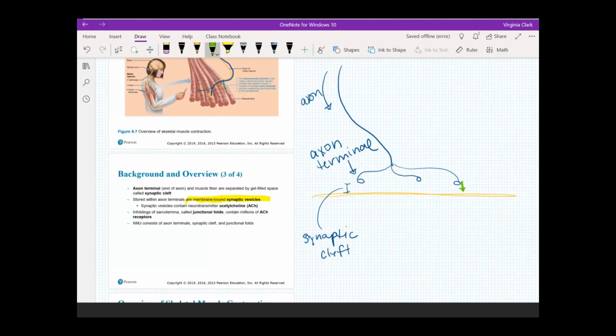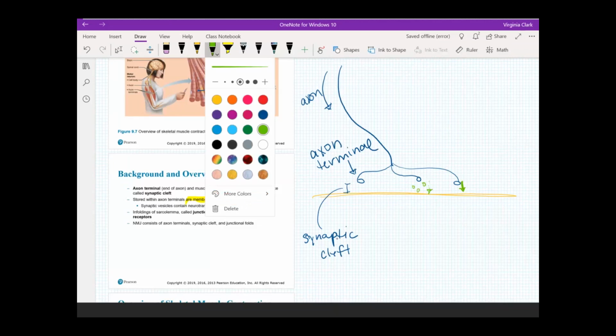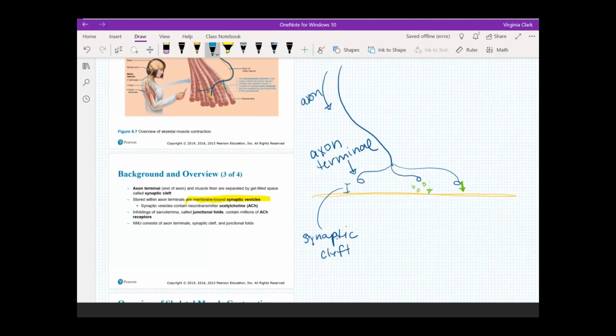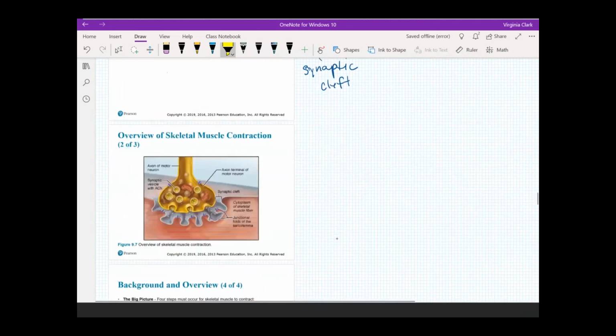That will release tiny vesicles that will float across, and then they will bind to the other side. Inside these vesicles will be our communication, our neurotransmitter. So we will have these synaptic vesicles with the neurotransmitter acetylcholine, and they will cross from the axon terminal, cross the synaptic cleft, and then bind on the sarcolemma. So that's what we're doing here.